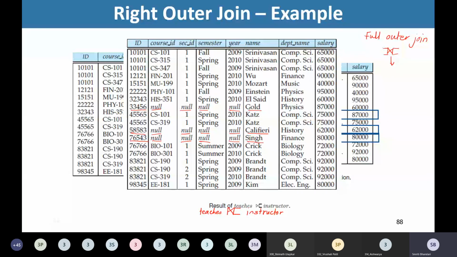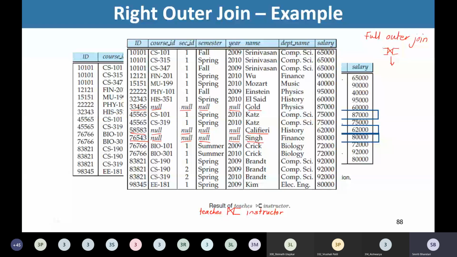Is there any doubt? Yes? Is there any doubt? Have you understood all these operations of outer join? Yes or no? I'm expecting the responses. Yes, ma'am.